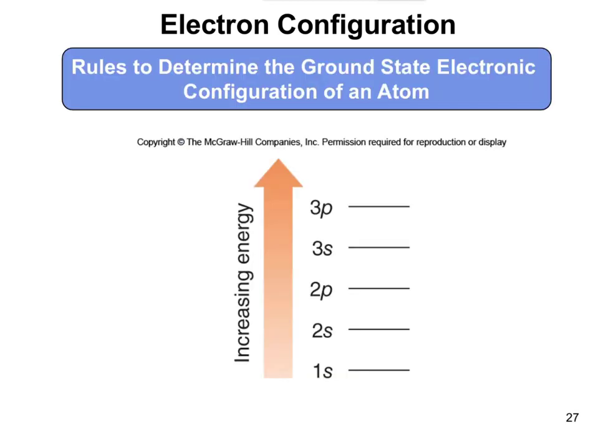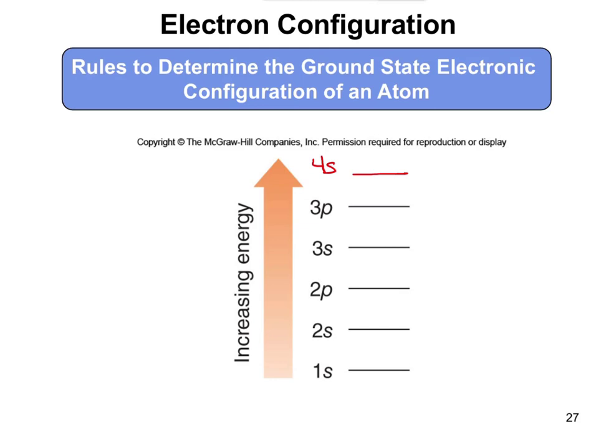So I want to go to the next slide here, which talks about how the energy levels increase. So you start with 1s, then you go to 2s, then you go to 2p, then you go to 3s, then you go to 3p, and then I'm going to draw one more on here because we need to be able to go up to 4s.